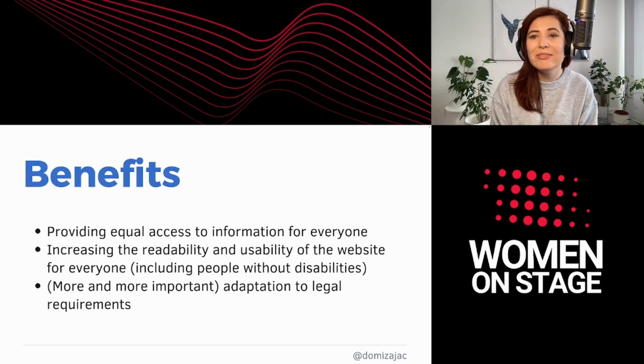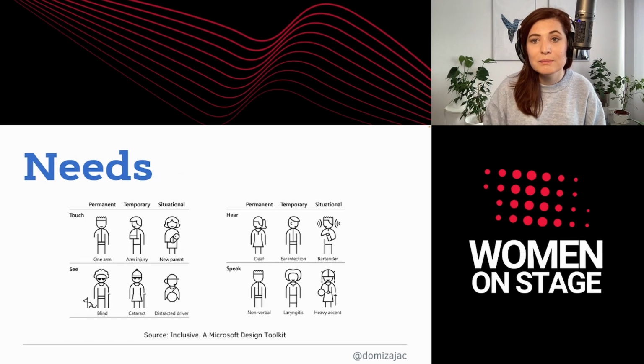But why do we even talk about that? Why is accessibility so important? First of all, we want to provide equal access to information for everyone. Secondly, we want to increase the readability and usability of the webpage for, again, everyone, including people without disabilities, because a well-organized, well-structured webpage is just easier to navigate and more user-friendly. And what is more and more important, we have to adapt to legal requirements.